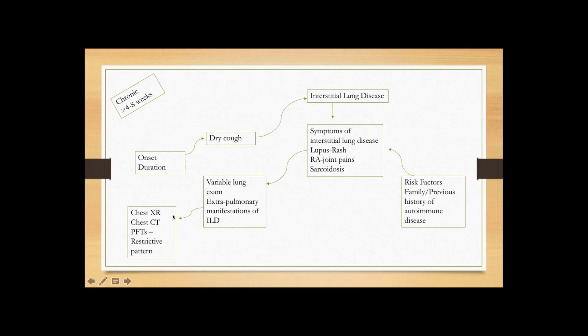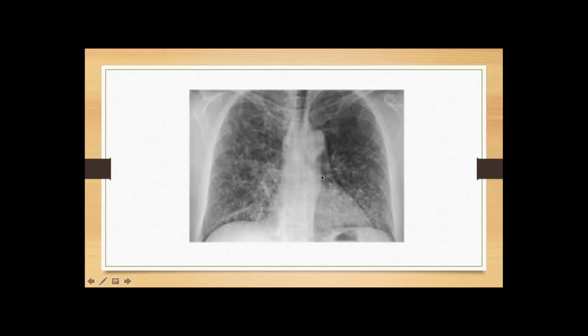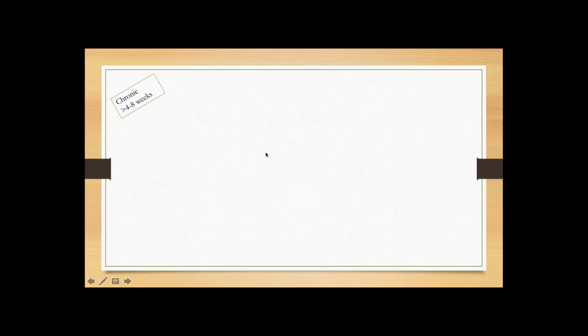And of course, your labs and tests would be chest x-ray, chest CT. You're going to want to do PFTs on these patients to see if there is a restrictive pattern or an obstructive pattern, and that's how you make the diagnosis. And then you can do specific tests for all these disorders. This is a chest x-ray showing interstitial lung disease, so there are a lot of interstitial markings and infiltrates here. In the setting of the rest of the physical exam and history findings, you can make the diagnosis.